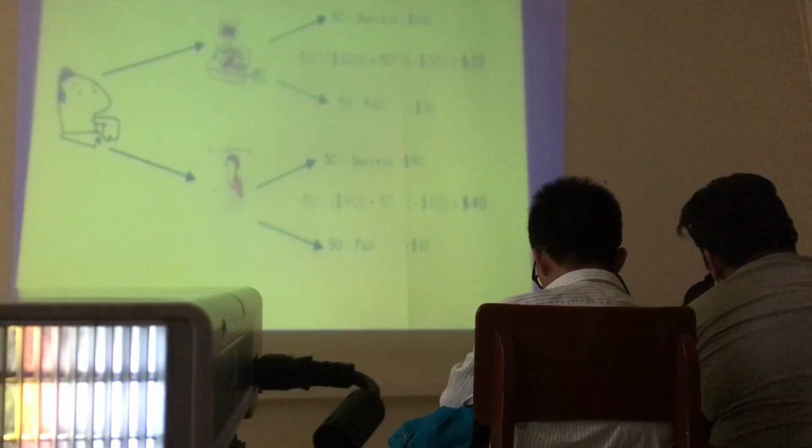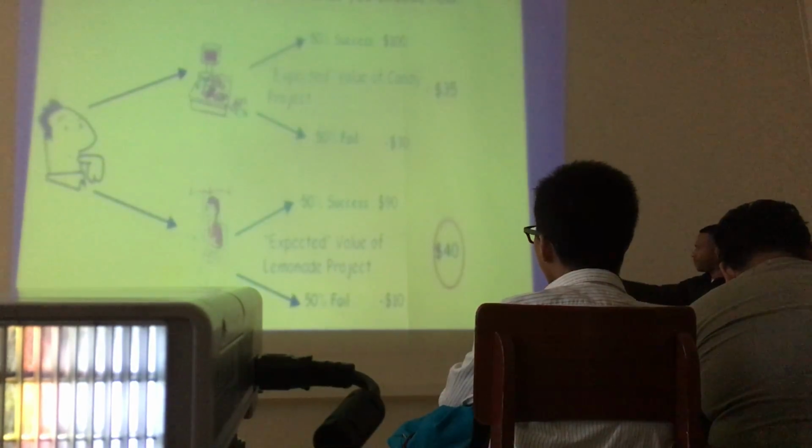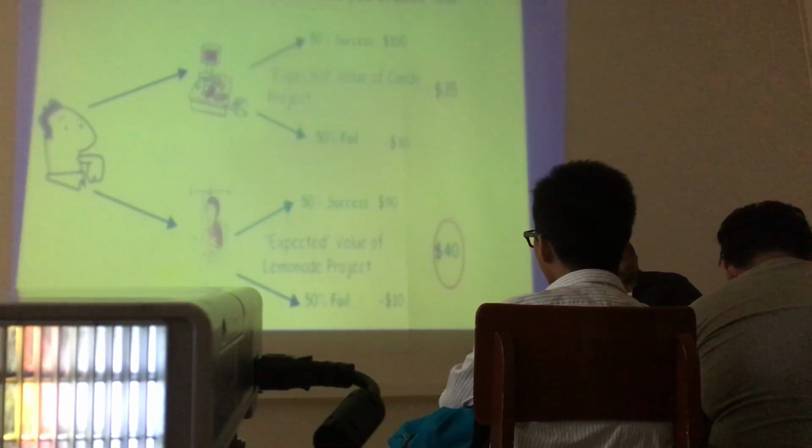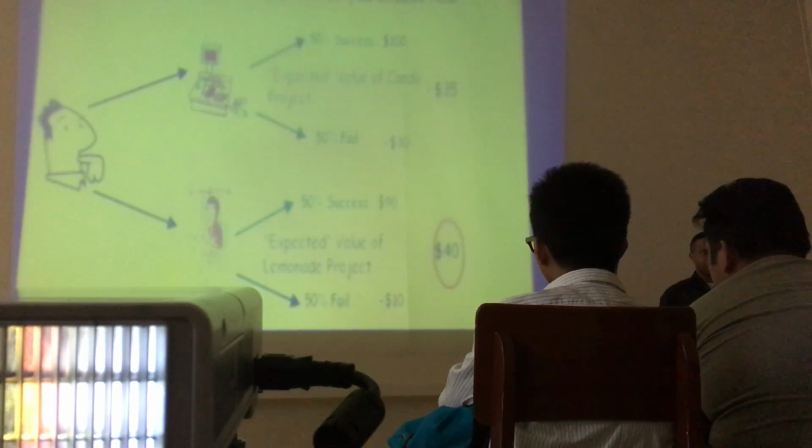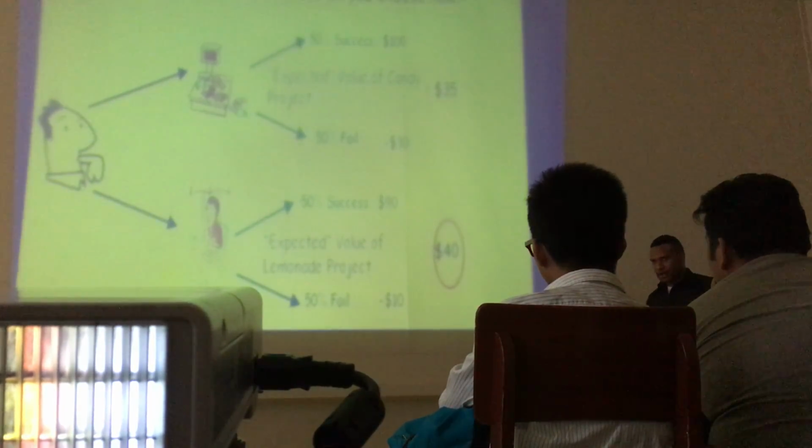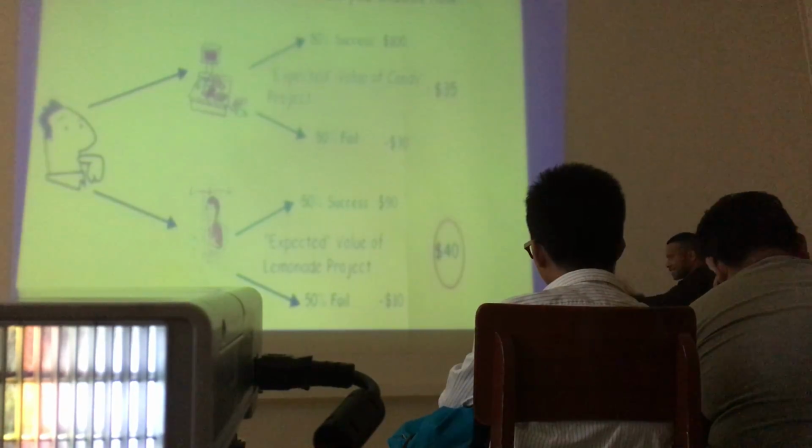It looks like the candy, right? No, it's not candy, because the lemonade stand has a higher expected value. So first of all, expected value is sort of like income, but it's not that you're going to make exactly $40.